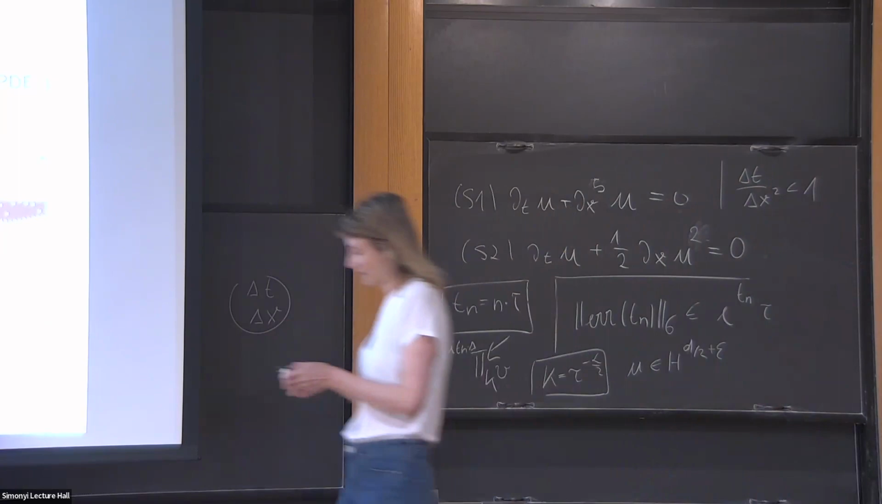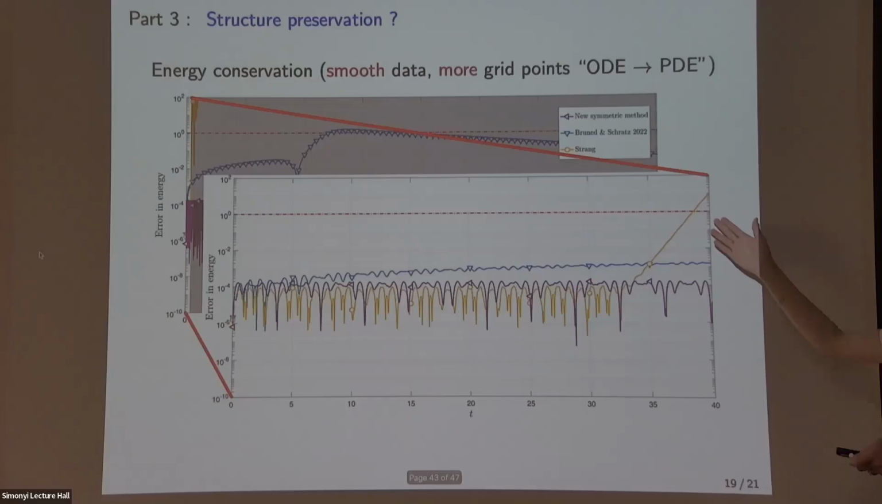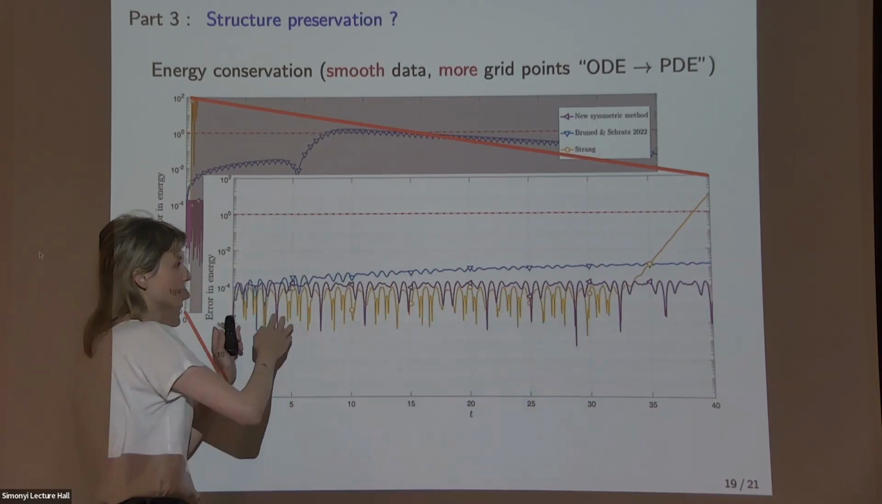Okay. And here, I have assumed... so now everybody sees what is happening here. Here you see a zoom on the small time intervals with 240, and you see that the Strang splitting gets the drift and then really explodes in energy.